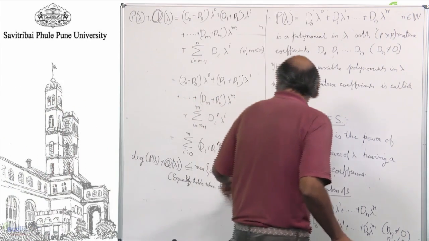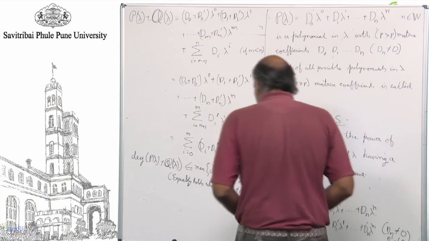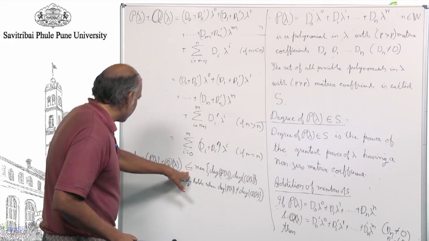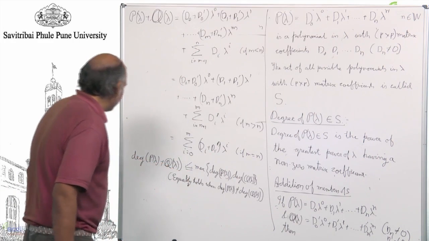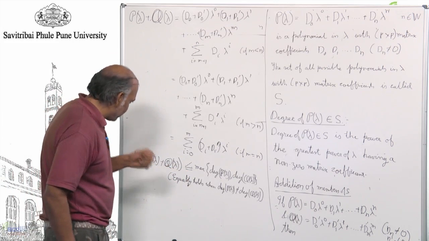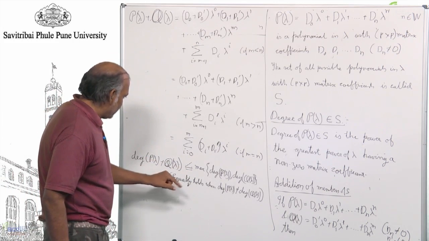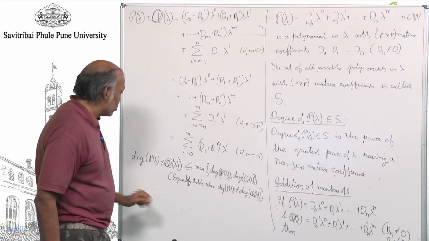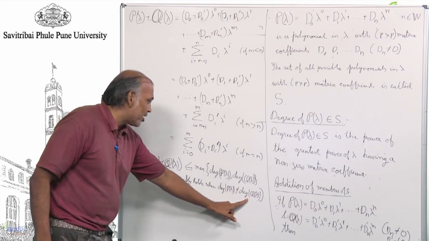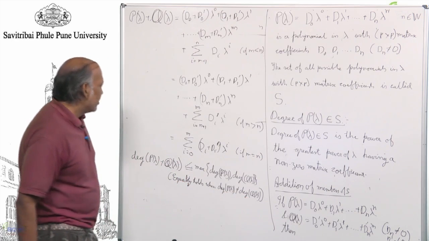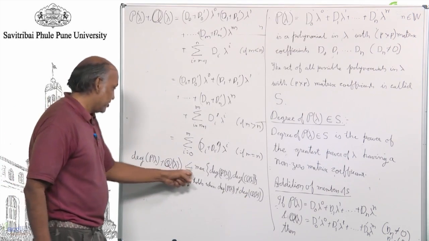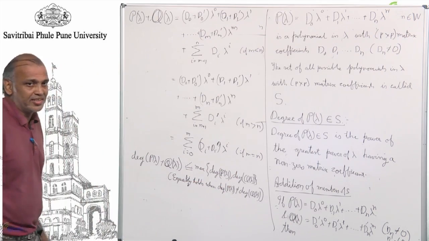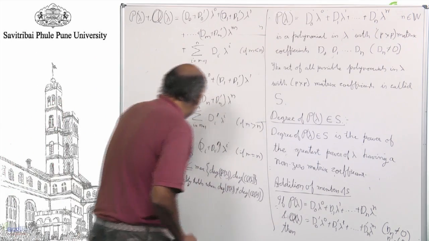So this part is not if and only if. Sorry, this part is if and only if, but one should be careful. One should say that when degree of p of lambda is equal to degree of q of lambda, that doesn't guarantee that the degree of this is necessarily equal to the maximum of these, the common degree. Not necessarily. That's what one should remember. That's what I meant.